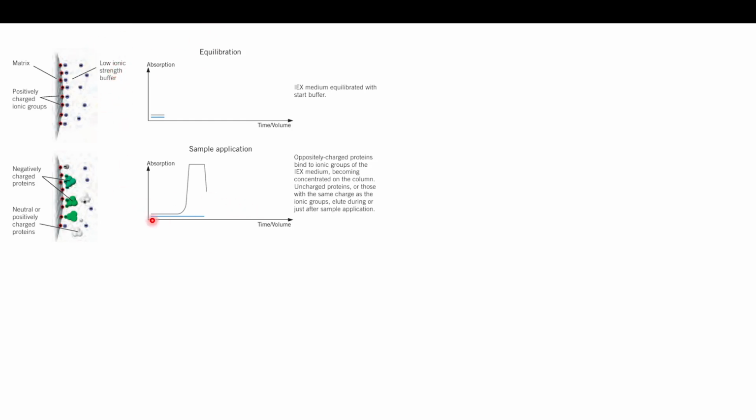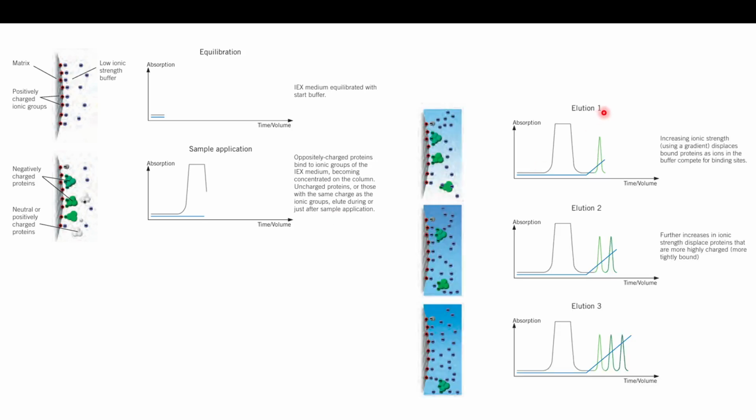Now, when you have loaded your sample, the oppositely charged proteins are binding to the ionic groups of the ion exchange medium, and uncharged proteins, or those with the same charge, definitely the ones which are positively charged, will be repelled and eluted out with the solvent, or the buffer that is being passed through, the mobile phase in question. So uncharged proteins, or those with the same charge as the ionic groups, will elute during or just after the sample application. So this is what is happening here.